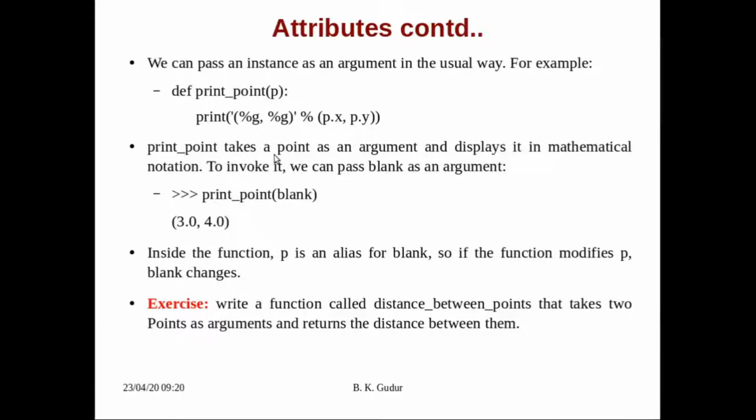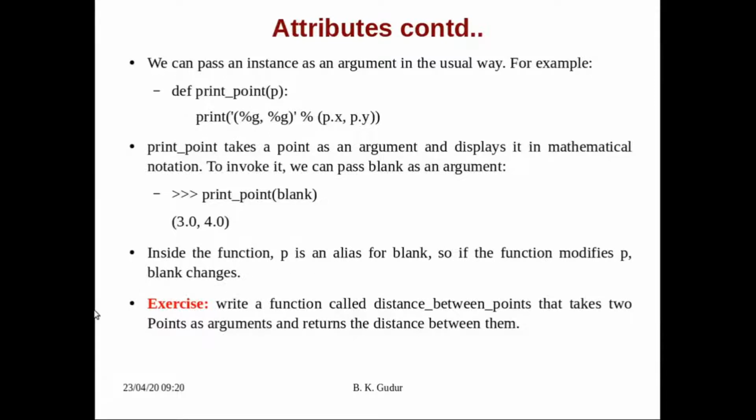Print point takes a point as an argument and displays its mathematical notation, that is x, y. To invoke it, we can pass blank as an argument. Here the blank object has been passed as an argument, and the result of this method is 3, 4. Inside the function, p is an alias for blank itself. So if a function modifies p, that is going to change blank.